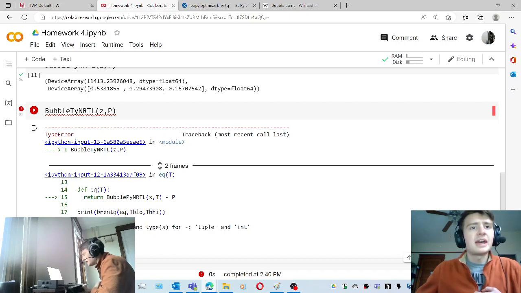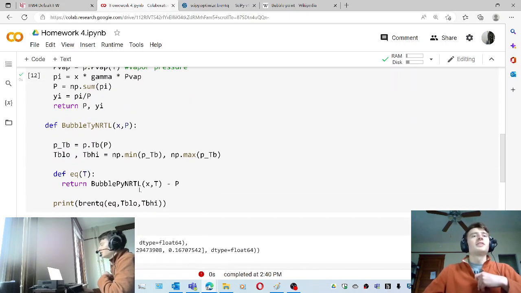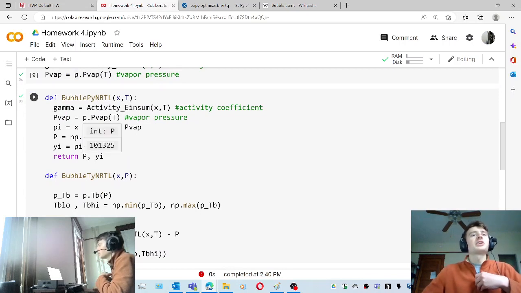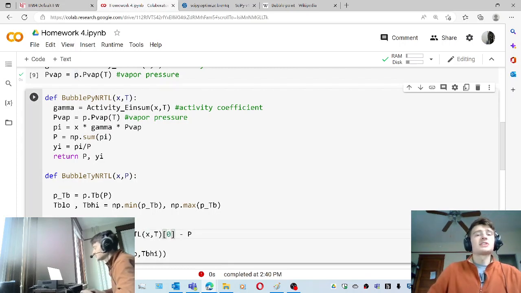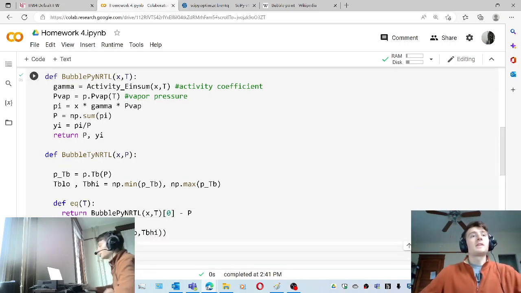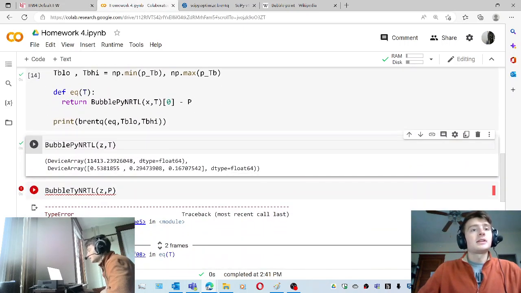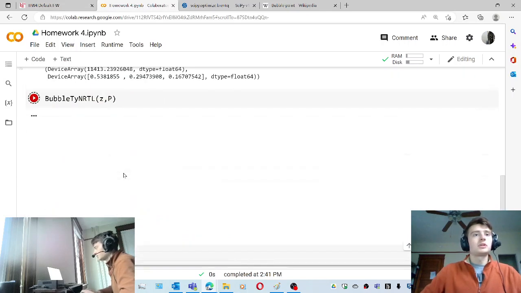Okay, first off, you have to keep in mind that this function up here returns the pressure and the mole fractions. So instead of just calling this function, I need to call just the first value of that function. So I can go ahead and run that again, and let's see, it should work.